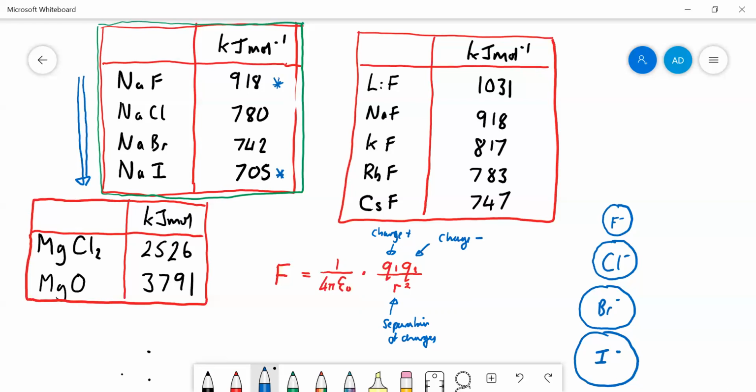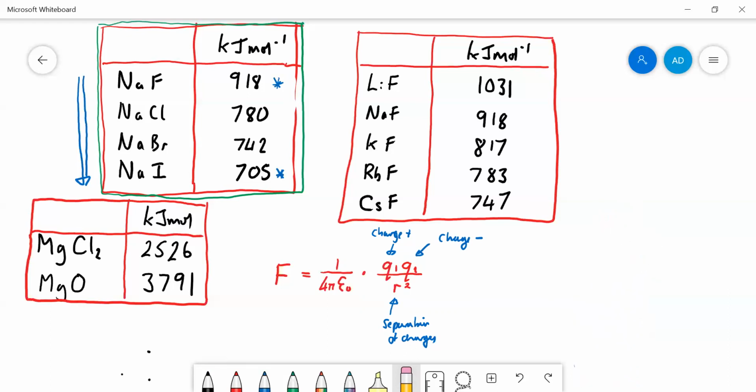So you can see in this case, where we're looking at the sodium halides, that the force is proportional to 1 over 4 pi epsilon, which is a constant, so we can forget about that. And Q1, Q2 is a constant because the sodium ion is always +1 and the halide ion is always -1. So the force of attraction between the two ions is proportional to 1 over R squared, where R is the separation of those two ions.